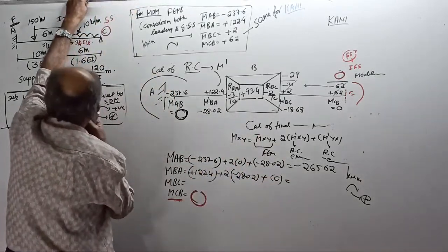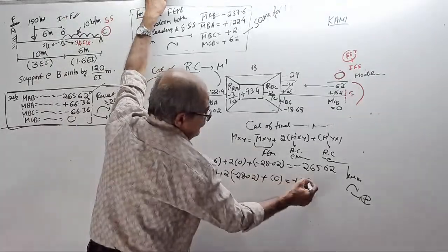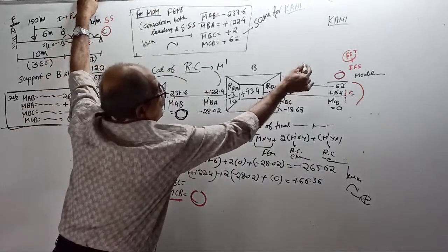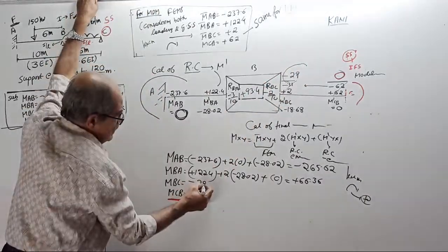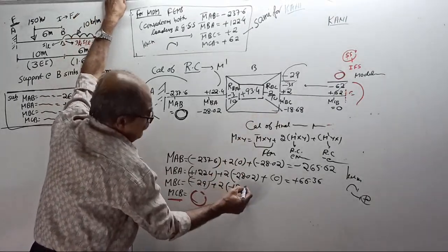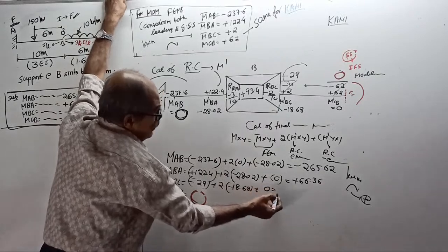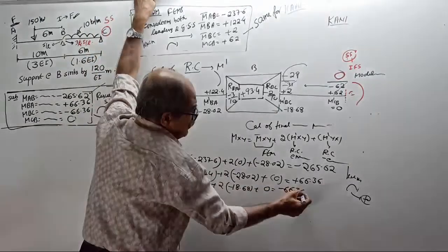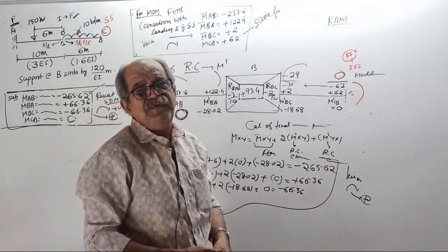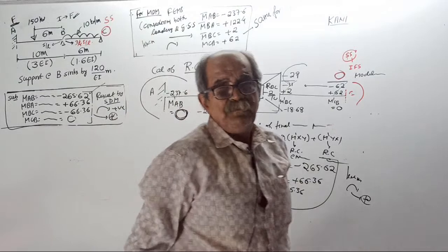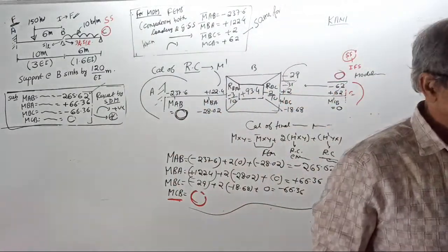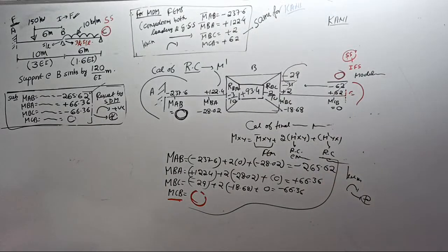Wait, leave it. I know the answer. Plus 66.36 kilonewton meter. MBC minus 29 plus 2 times of contribution there, minus 18.68 plus far end is 0 will come minus 66.36. All the values perfectly tally with the SD method and also with the MD method, not even a decimal difference. Yes or no? Not even a decimal difference.